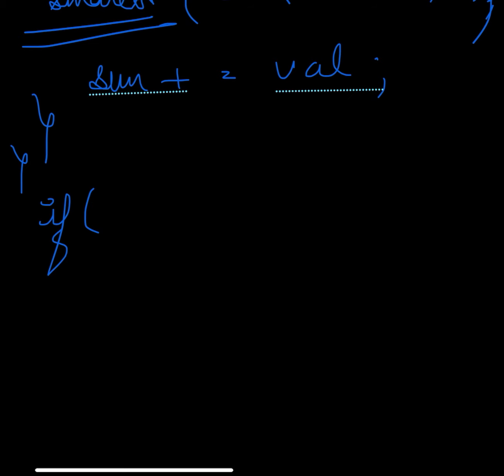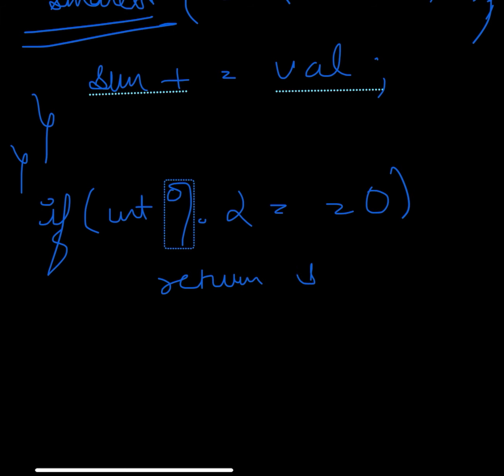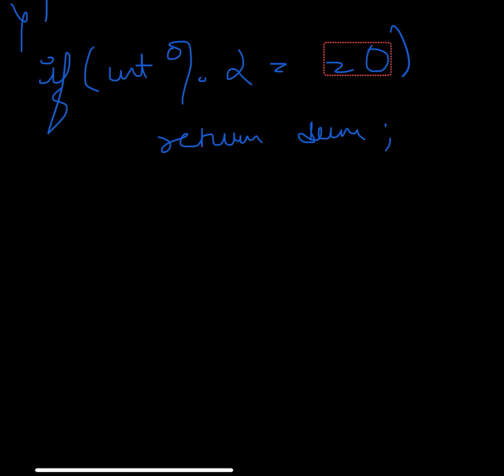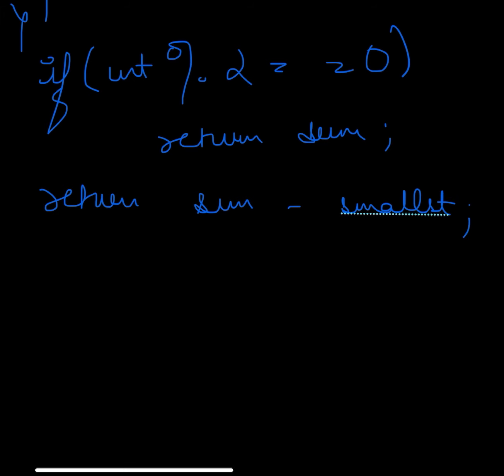At last, we'll check if count is even, then we'll return our sum. We don't have to subtract anything. All the negatives will negate out. Else we'll return our sum minus smallest, if the count of the negative elements is odd. So this was a very simple approach.